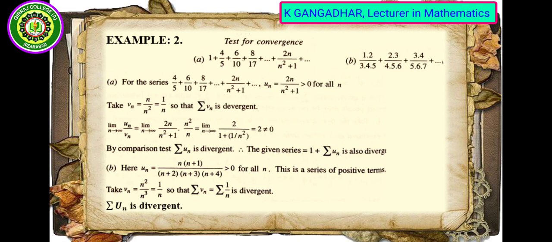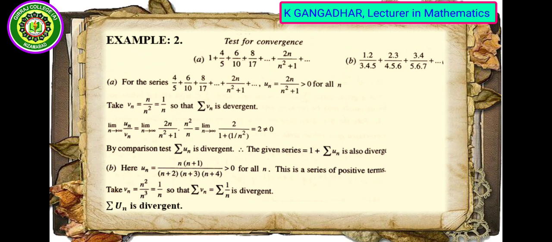Now sigma Vn is sigma 1 by n. So 1 by n is divergent by the p-test, and we find the limit value of Un by Vn. That value we get is 2. So the limit value 2 is not equal to 0, and the condition is satisfied.